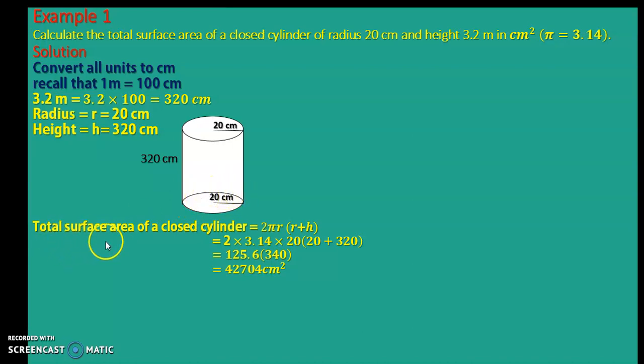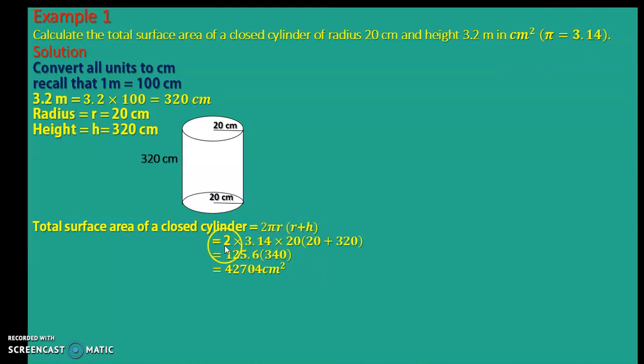Now the total surface area of a closed cylinder is equals to 2 pi r open bracket r plus h close bracket. If you could recall from our previous video, we talked about the formula for calculating total surface area of a closed cylinder, and we're able to achieve that the formula is 2 pi r open bracket r plus h close bracket. Now we are going to substitute all these parameters. r is 20, h is 320, and our pi is 3.14 back into this formula.